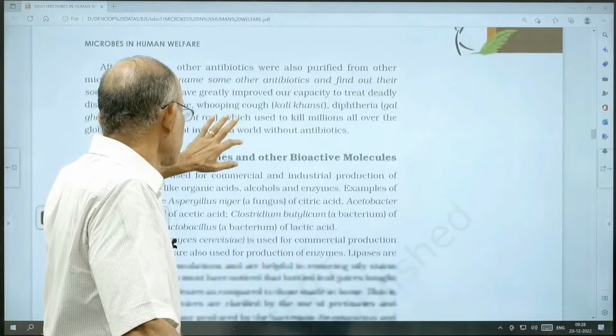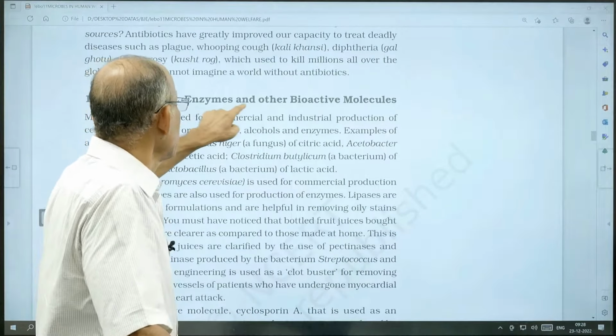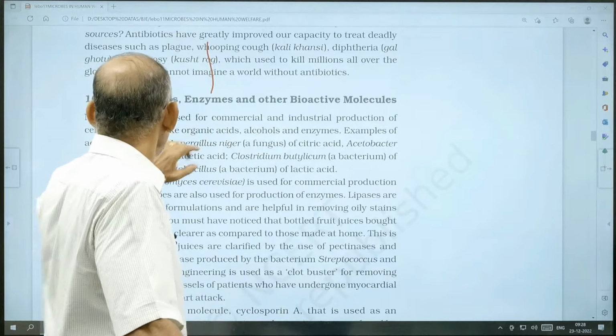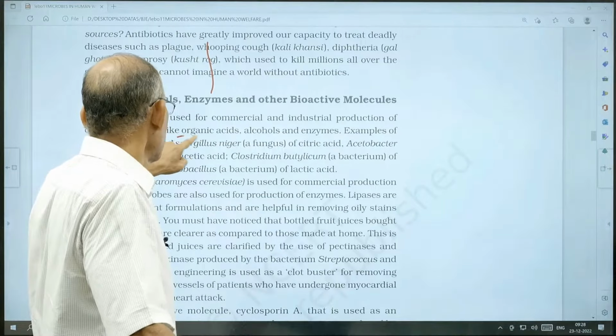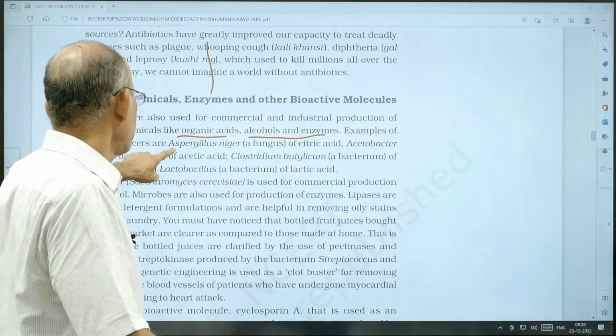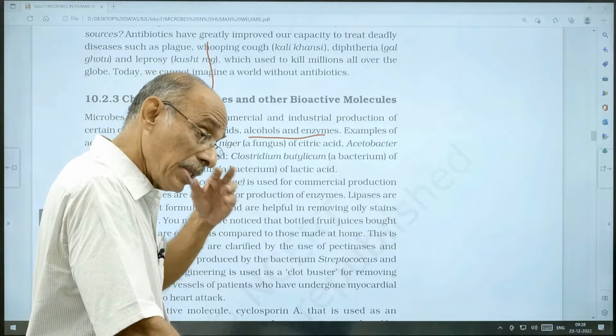Now, this next is bioactive chemicals, enzymes, and other bioactive molecules produced from these microbes. Many organic acids, alcohols, enzymes, etc. can be produced, for example, on an industrial basis, not only on a household basis, it is an industrial basis.